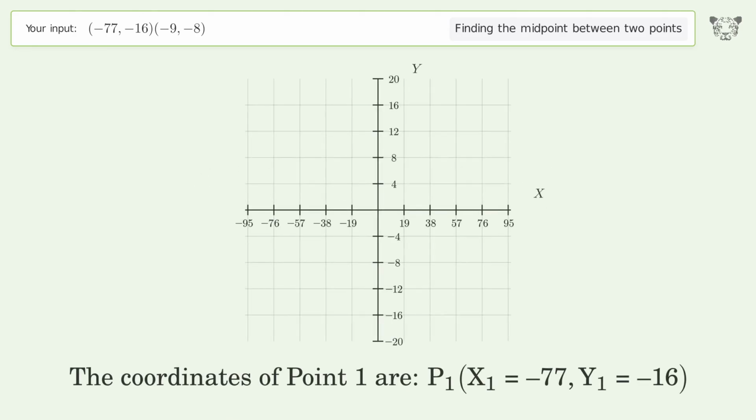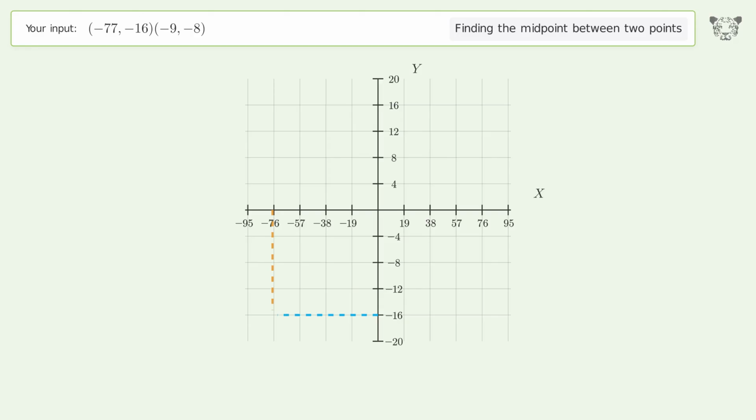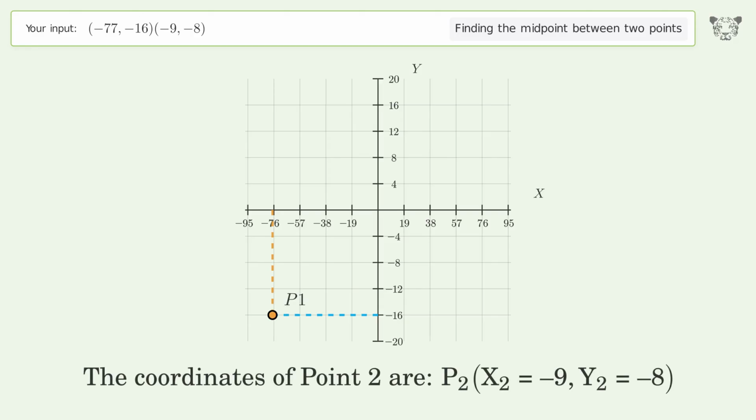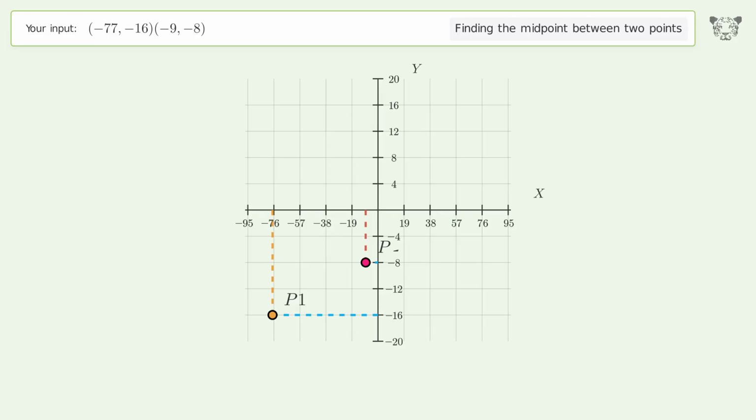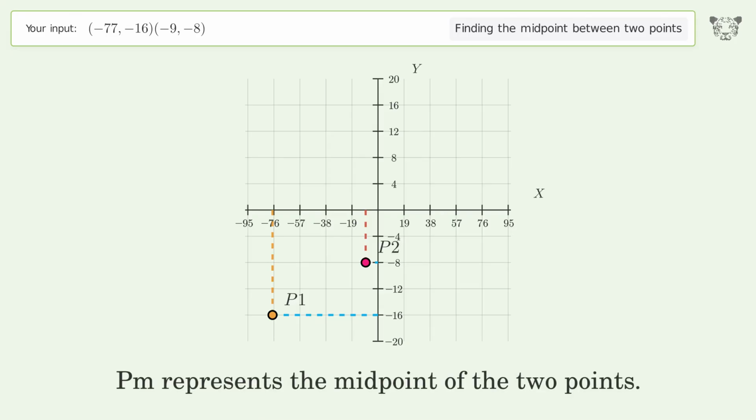The coordinates of point 1 are x1 equals -77, y1 equals -16. The coordinates of point 2 are x2 equals -9, y2 equals -8. PM represents the midpoint of the 2 points.